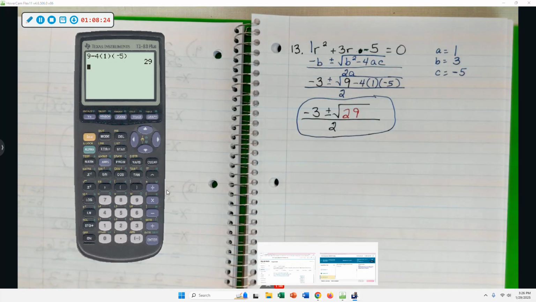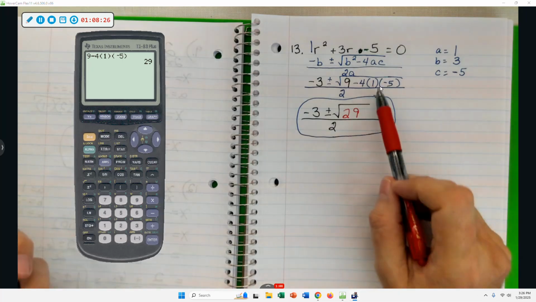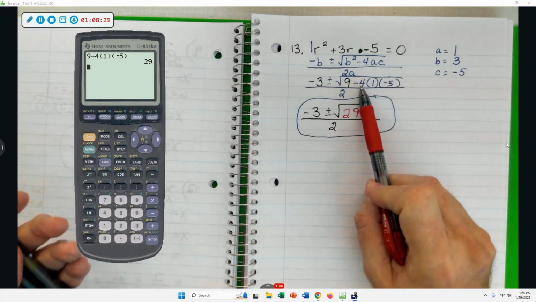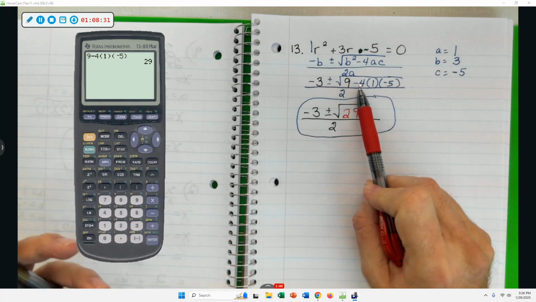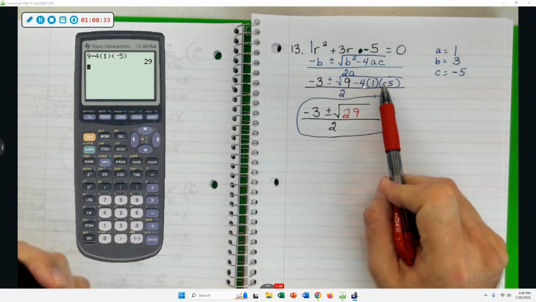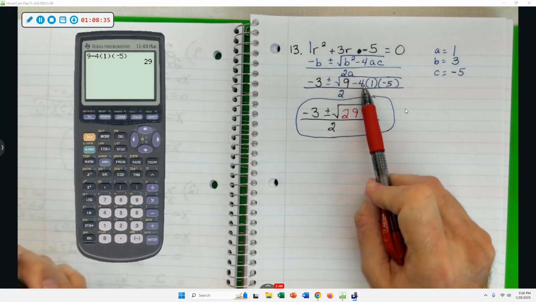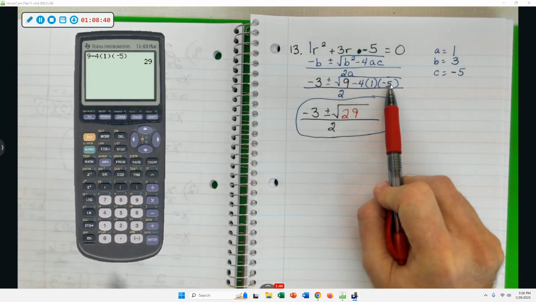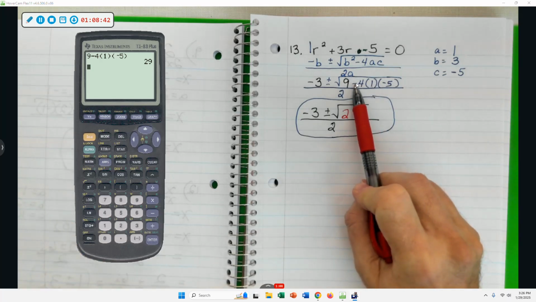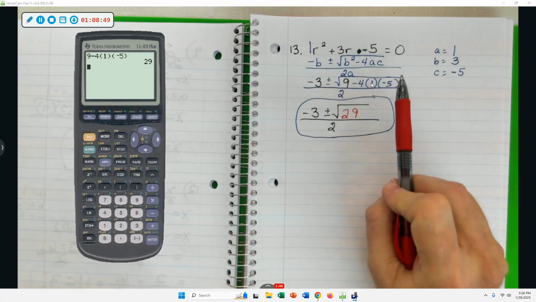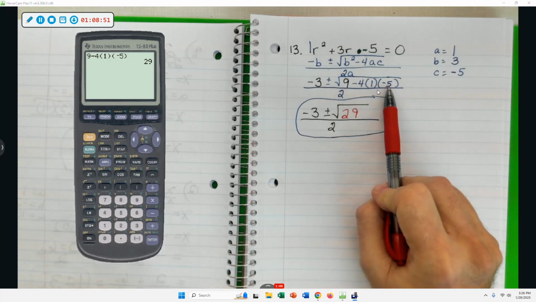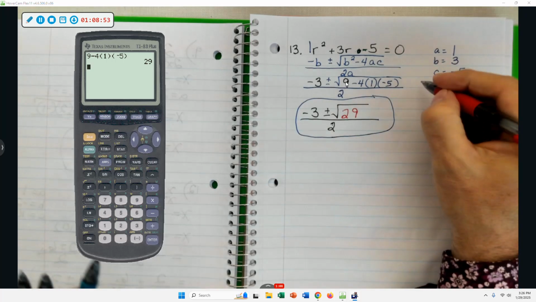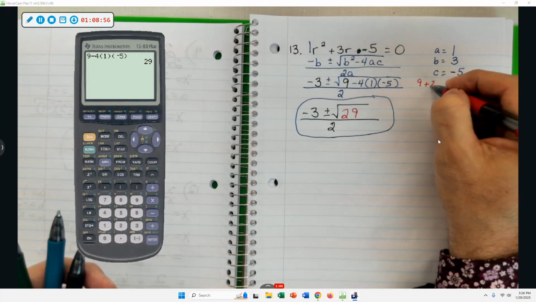On the 9 minus 4 times 1 times negative 5, when you're calculating it, are you doing 4 times 1 times negative 5? The order of operations is multiply before you add and subtract. 4 times 1 is 4, times negative 5, we have negative 20, but another minus here makes it a plus 20. Or you can think of it as negative 4 times 1 is negative 4, times a negative 5 is a positive 20. You have 9 plus 20 under that radical.